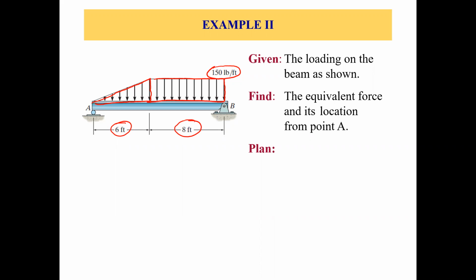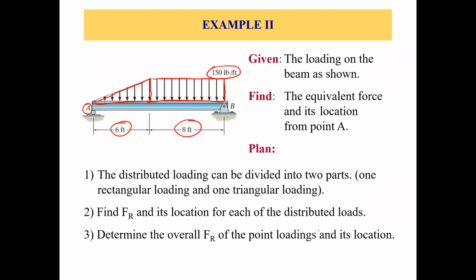All right, so from point A, we need to find the resultant force or equivalent force, let's say FR, and its location, so X bar. How do we do this problem? First, the distributed loading can be divided into 2 parts, as we already discussed, one rectangular portion and one triangular portion. All right, okay, so let's say this is one portion, this is the other portion. Okay.